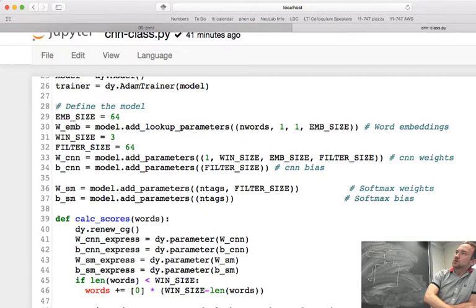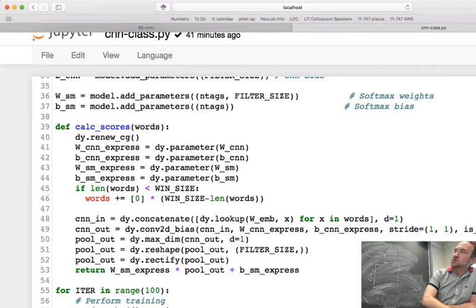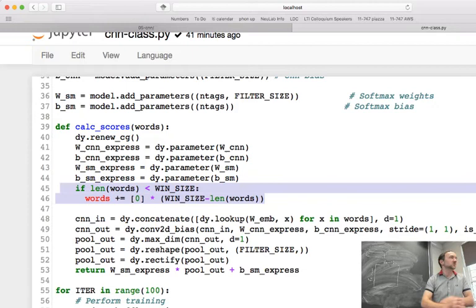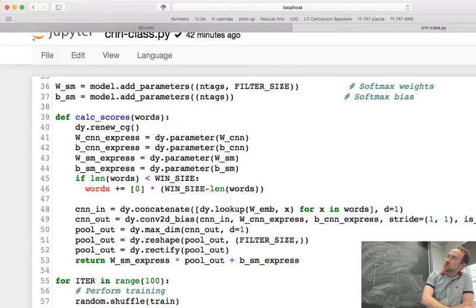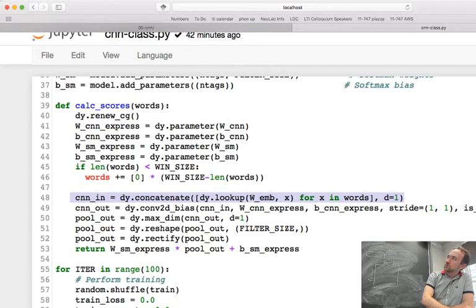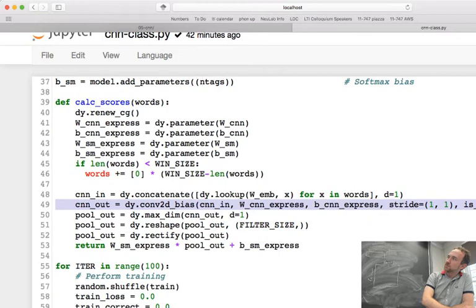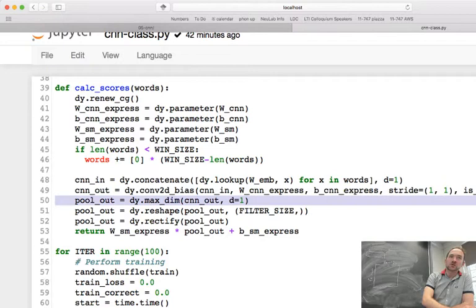Then we go down to the place where we calculate the scores. One thing you need to be a little bit careful of is an edge case where our filter is larger than our sentence. If your filter is larger than your sentence, it crashes. Then we look up all of the vectors and we concatenate them together along the first dimension. We run this conv2d function with the bias, and this will calculate the convolution. We take the max, so we're doing max pooling along the first dimension.